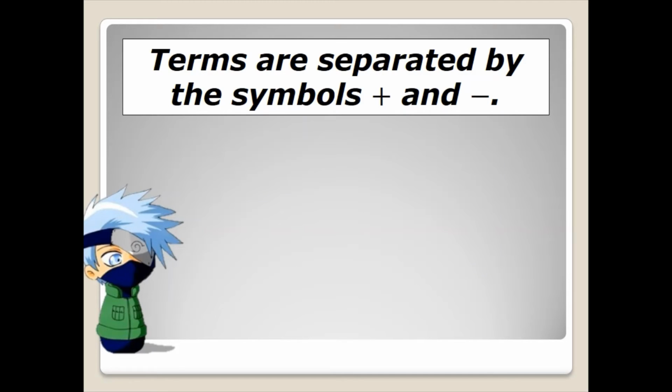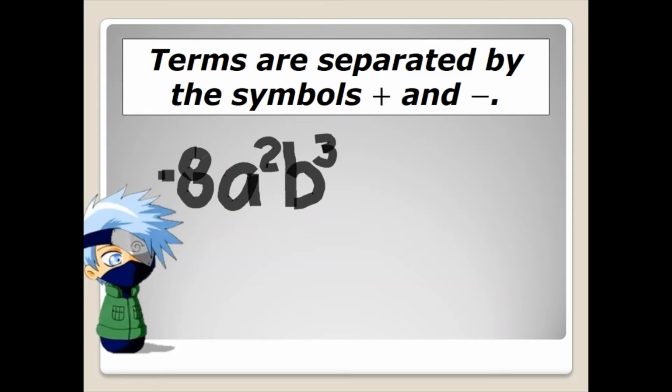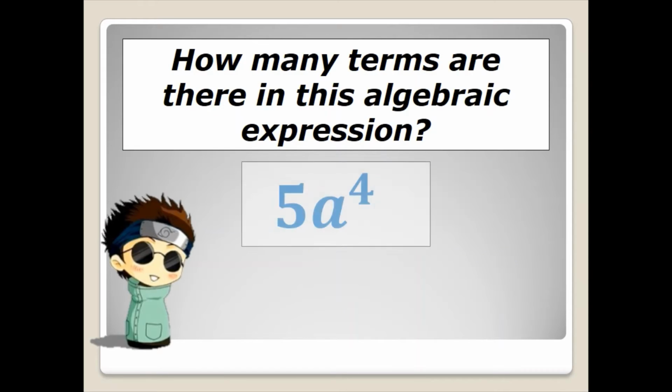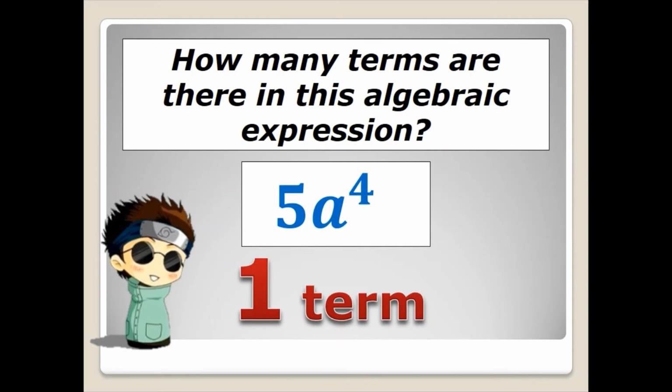Now for your information, terms are separated by the symbols plus and minus. So if I have one term, negative 8a squared b cubed, and another term, 5m squared, and I want to form a single expression, I will combine them, but we will use a separating symbol, which is a plus sign. So this is one algebraic expression consisting of two terms. So if that's the case, how many terms are there in 5a raised to 4? There's only one because you don't see separating symbols such as plus and minus.